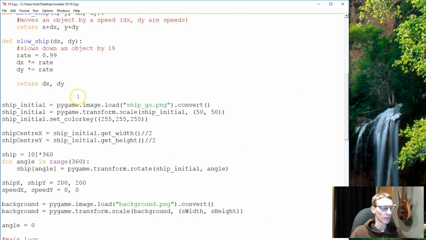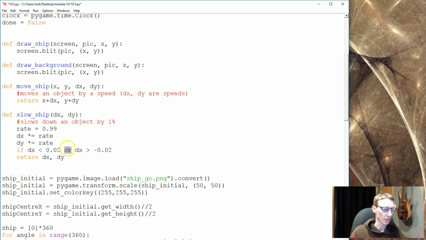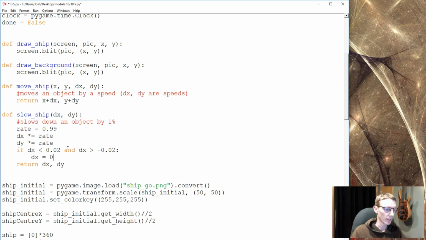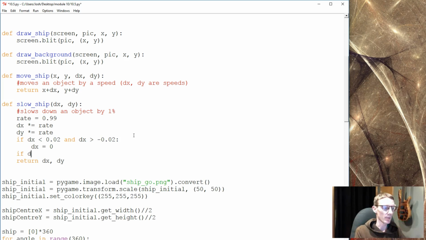So all we can do to get rid of that is we can say, all right, if our speed hits a certain slowness, then just set it down to 0. So we can say if dx is less than 0.02 and dx is greater than negative 0.02, then what I want to do is just set it to 0. Okay, so if we get between 0.02 and negative 0.02, depending on which direction we're heading in, then just set it to 0. And we can say the same thing for the y.